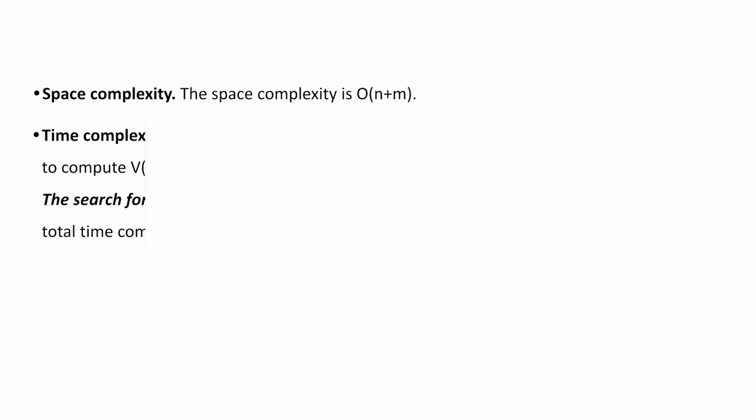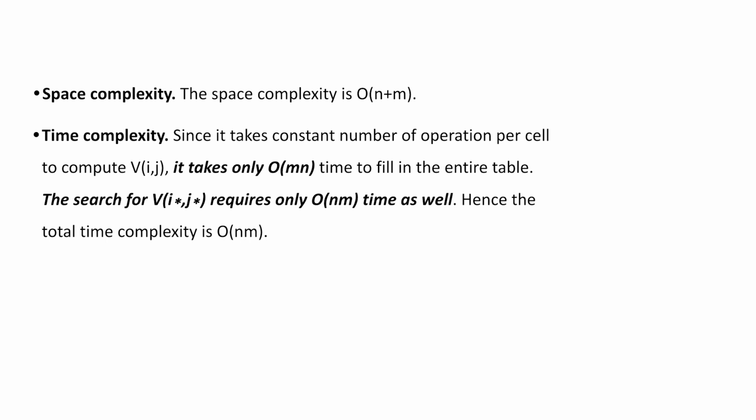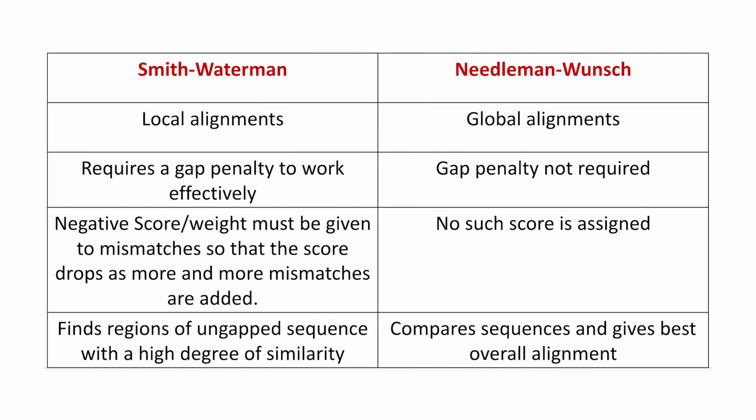The time complexity of this local alignment algorithm is big O of n times m, and the space complexity is big O of n plus m, because the time to fill the entire table is big O of n times m, and the search for V(i star, j star) requires only big O of n times m as well. Therefore, the time complexity is big O of n times m. If we compare the Smith-Waterman and Needleman-Wunsch algorithms, Smith-Waterman is a local alignment and Needleman-Wunsch is a global alignment.